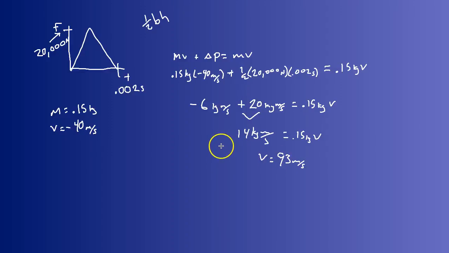This seems a little bit unrealistic to me. I'm guessing probably the time was too long or the force was too much, because 93 meters per second would be like 200 miles per hour, just over 200 miles per hour. I don't think that baseballs travel that fast, so maybe they do. I don't know. Anyway, that's kind of how we would use it there.